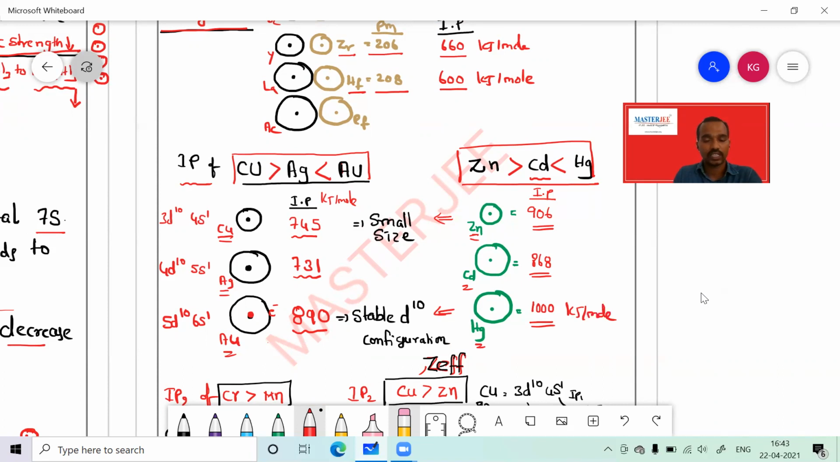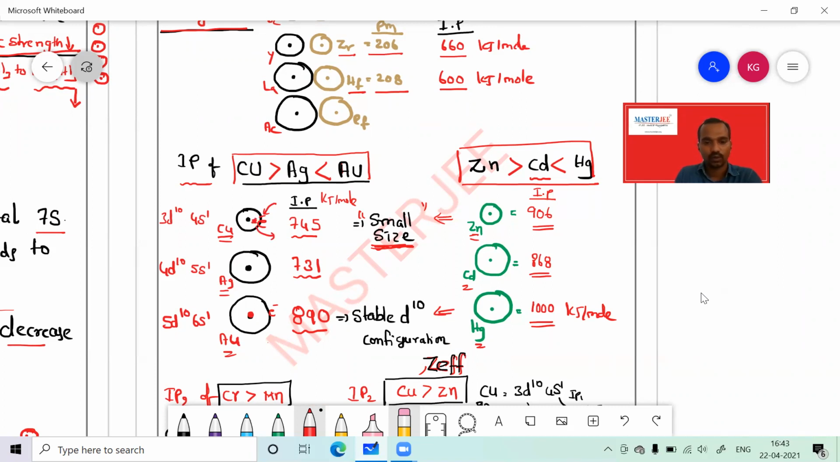Okay, this much energy they are exhibiting. Why is this irregularity taking place? Here is the reason I'm explaining. First of all, why is copper exhibiting the highest ionization potential? Because of its small size. That we know very well, it is easy. When compared to silver, copper's size is small. Because of that, if you want to remove an electron, much energy we have to use to overcome the nucleus attraction forces.